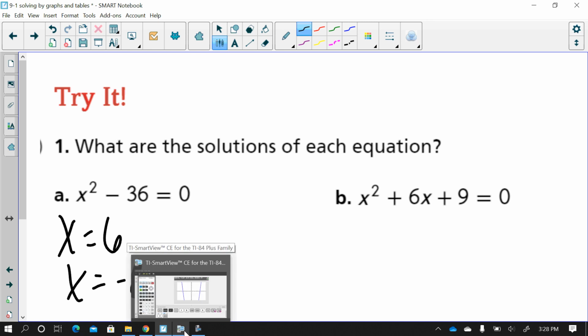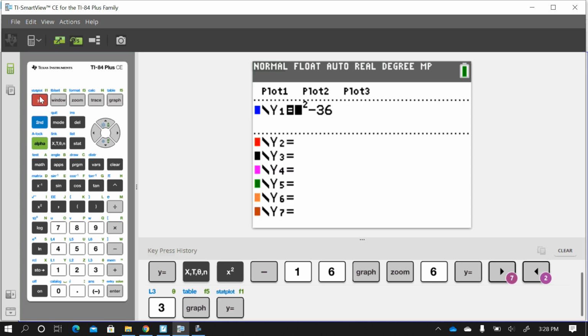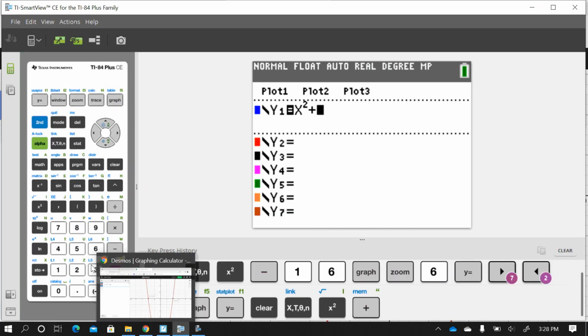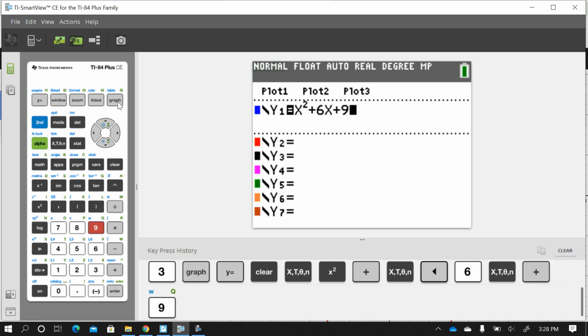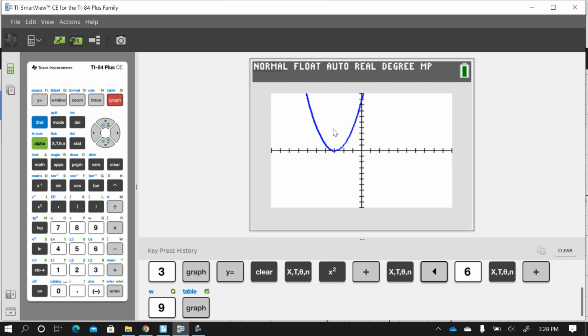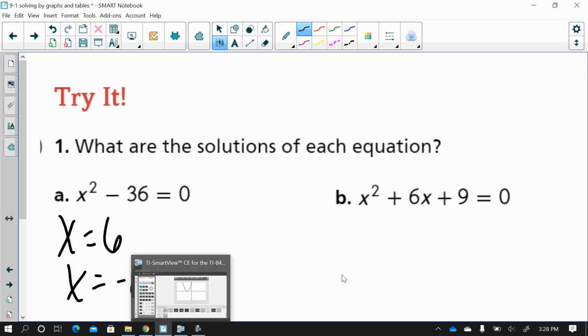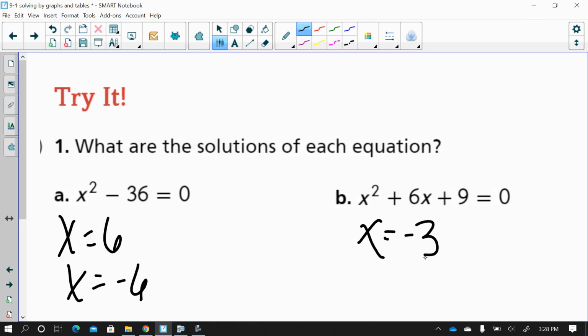Okay, again, I'm going to throw that in my calculator, so I hit y equals again. I'm going to clear this, and then it's going to be x squared plus 6x plus 9. Okay, once I have it typed in, hit the graph button. There it crosses, okay, 1, 2 at negative 3. Notice it only hits it once, therefore there's only one real solution. x equals negative 3.